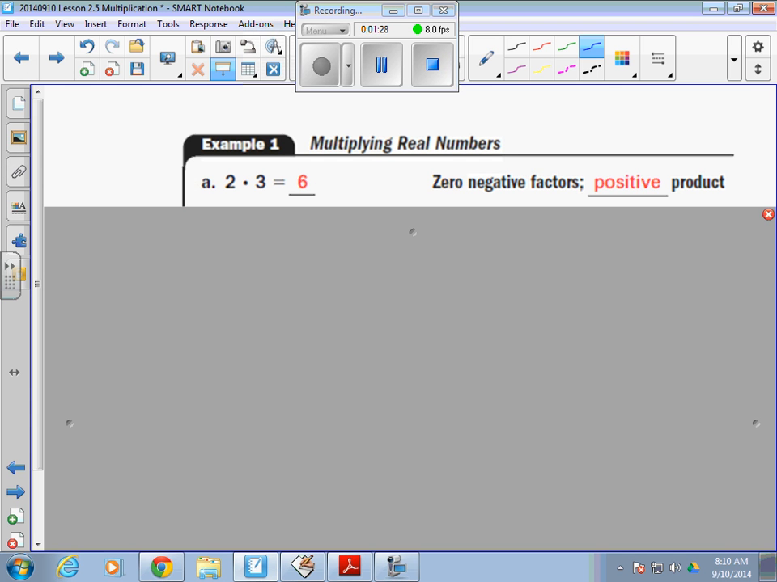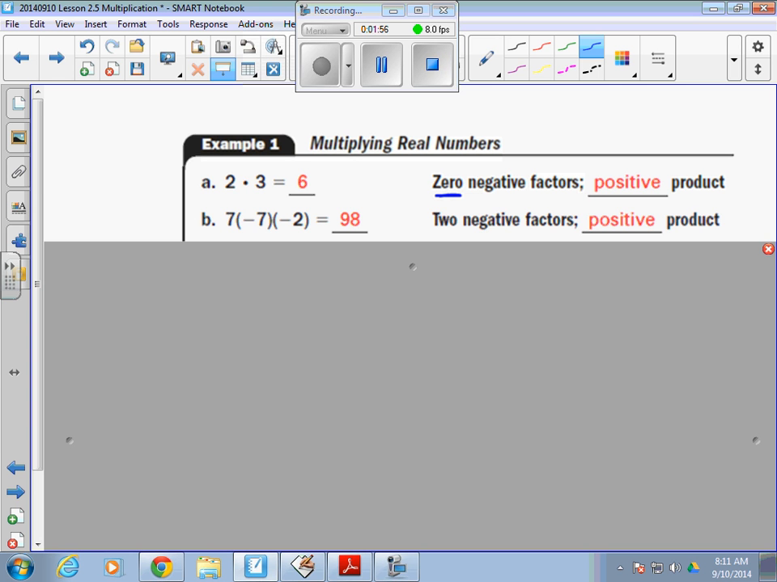Okay, so example number one talks about that. 2 times 3, there are 0 negative factors. Now, we didn't talk about 0 a minute ago. We talked about an odd amount and an even amount. 0 is neither odd nor even, but there are no negative factors at all. No negative factors means any amount of positive numbers, so it's going to be a positive product. 2 times 3 is 6.